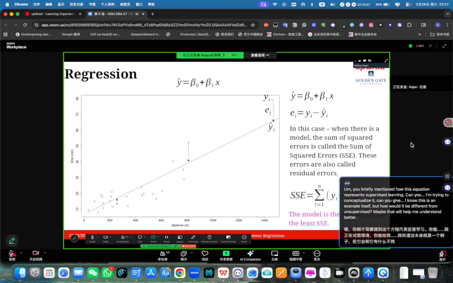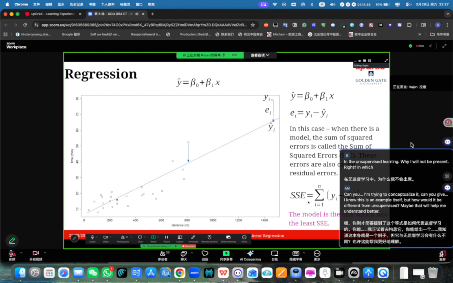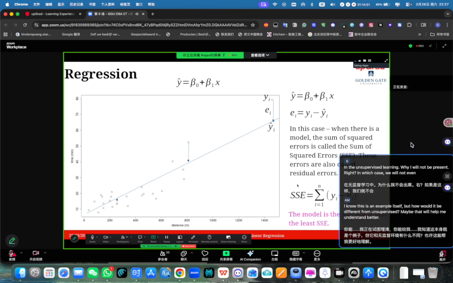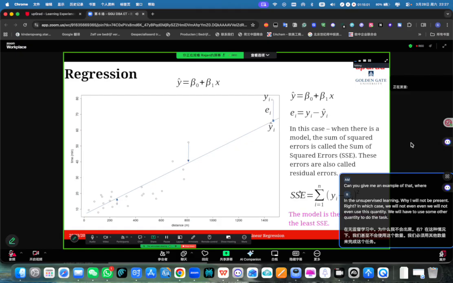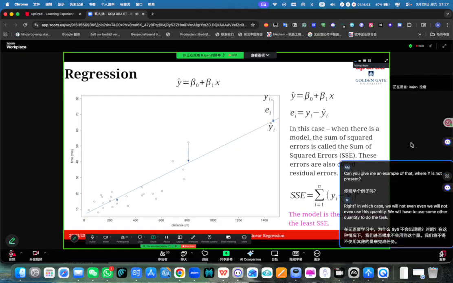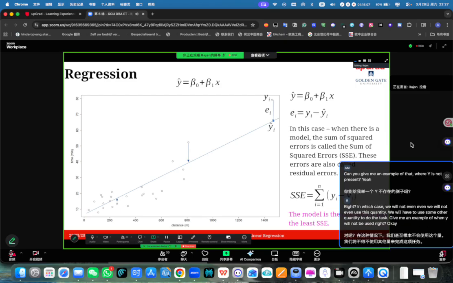In unsupervised learning, yi will not be present, right? In which case, we will not even use this quantity. We will have to use some other quantity to do the task. Can you give me an example of when y will not be used? Okay. Yeah.